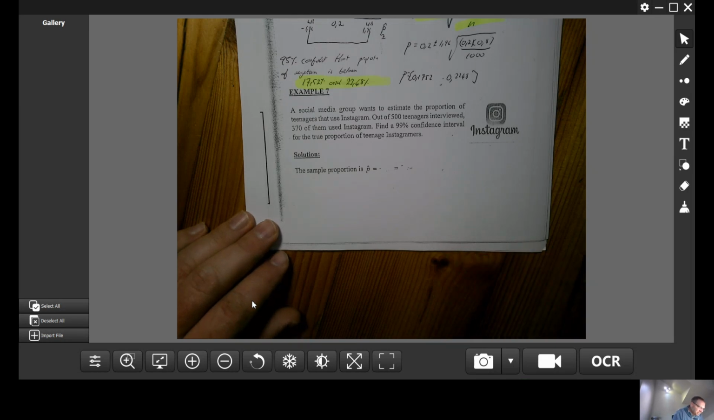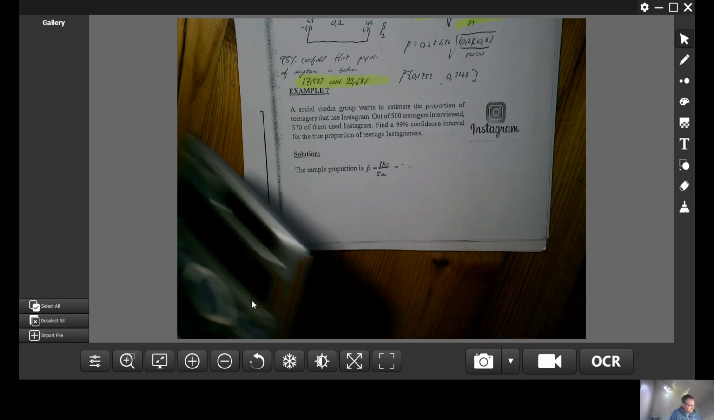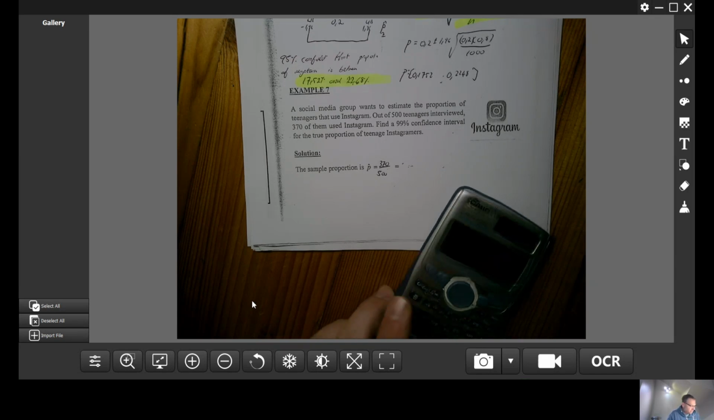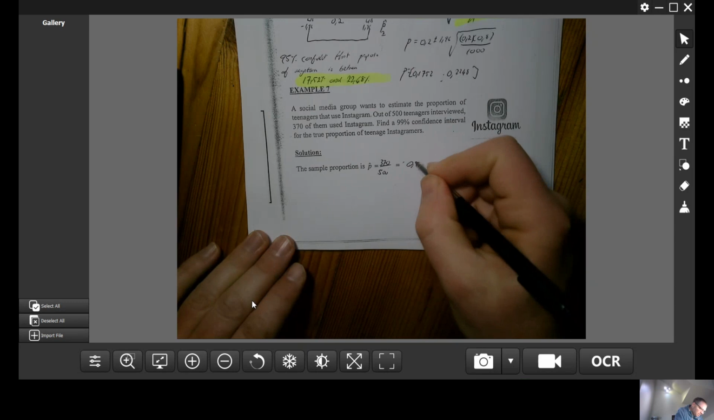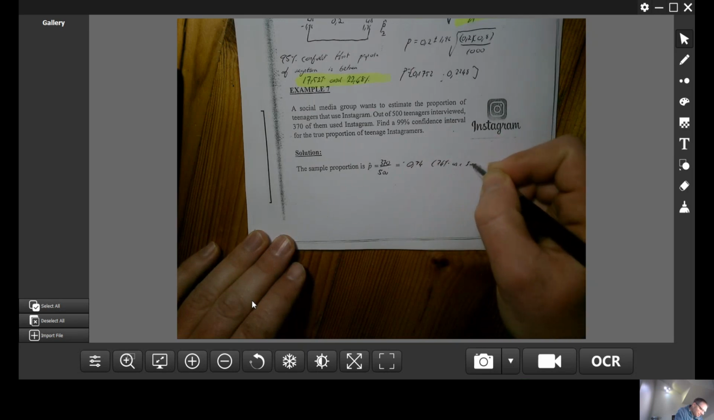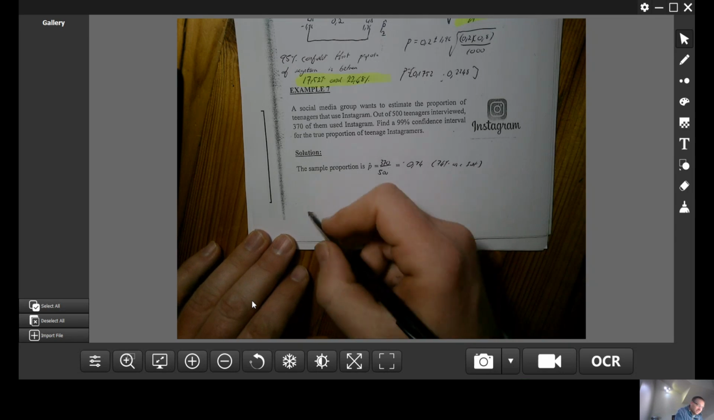Well, first of all, let's get the sample proportion, p hat. p hat is going to be 370 out of 500, and 370 divided by 500 gives us an answer of 0.74. So according to this sample, 74% use Instagram. Okay. Right, we want to find a 99% confidence interval.